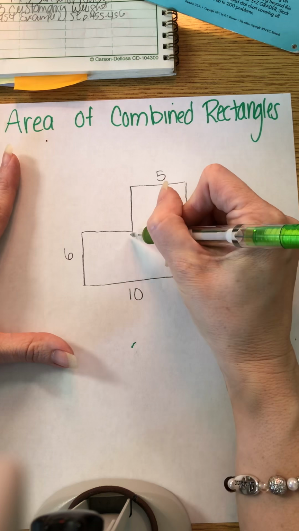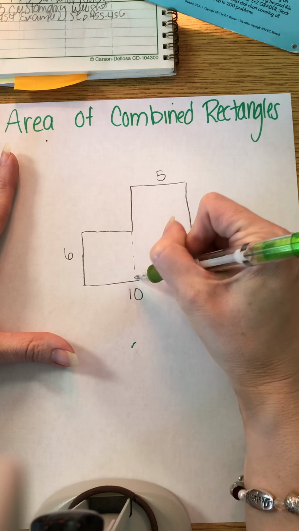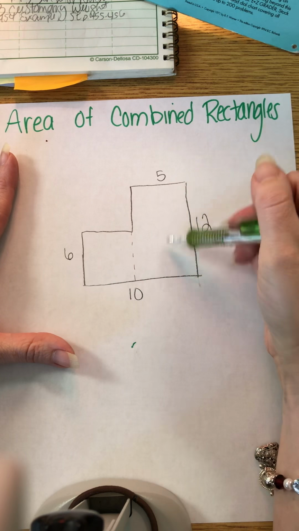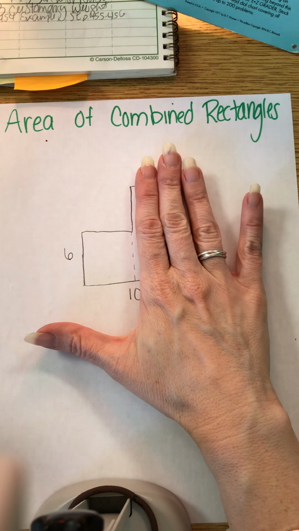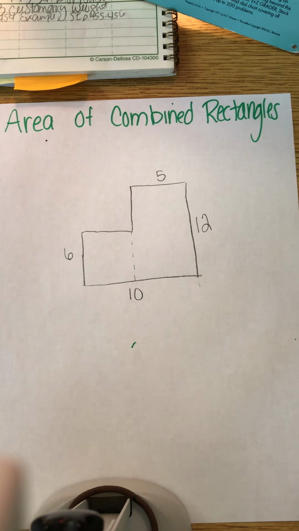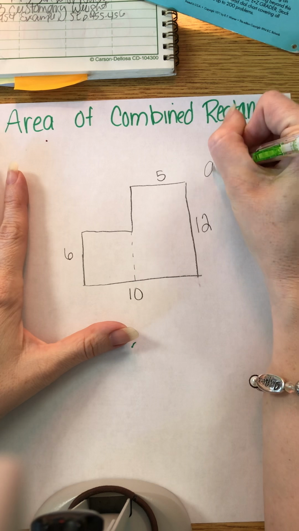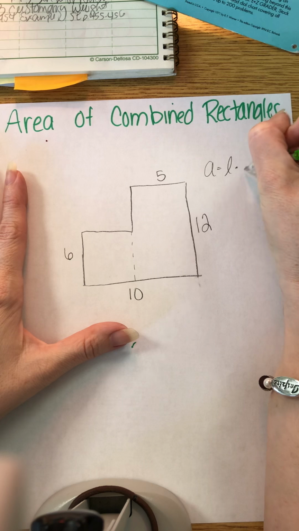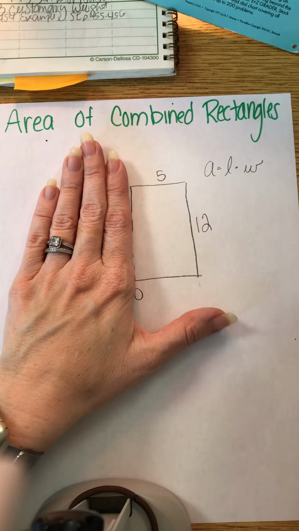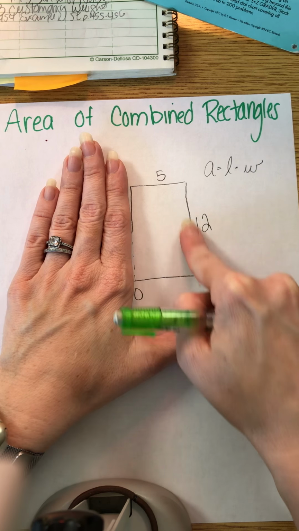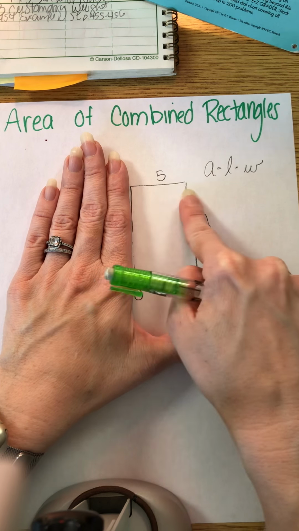I want to divide it this way right now, leaving me with two rectangles. I have a larger rectangle, and then I have that smaller rectangle there. Now my formula for area is area equals length times width. And for this rectangle right here, my length is 5.